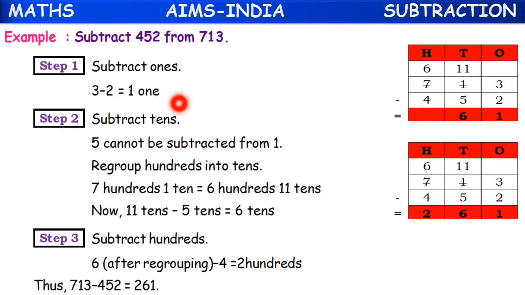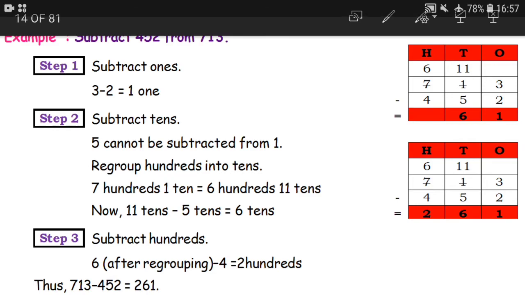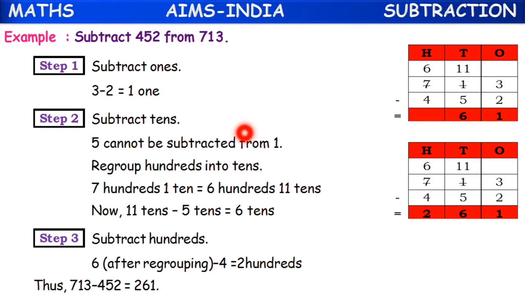Let us look at the example where we regroup hundreds. That means we borrow from the hundreds place. Subtract 452 from 713. What will our first step be? First step is to subtract ones as usual.